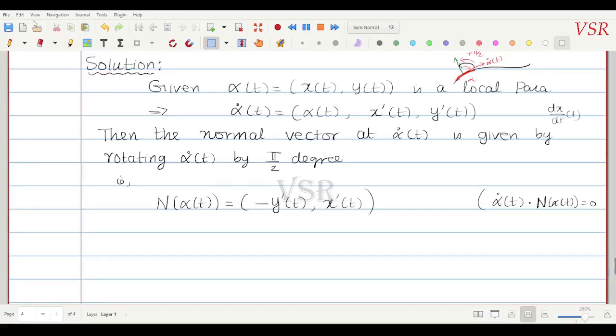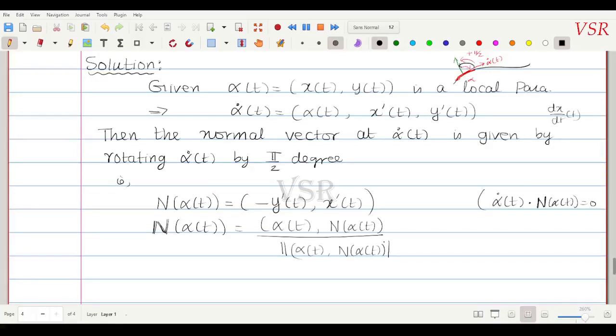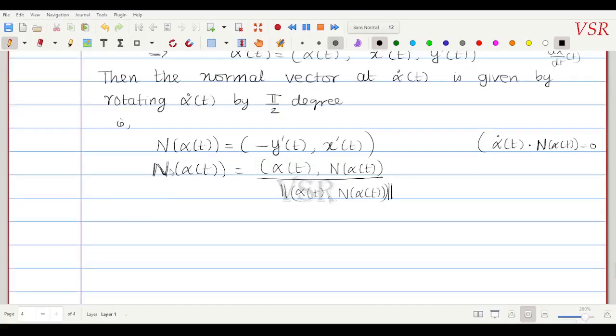Now what I want is this normal vector field, which is equal to alpha of t comma n of alpha of t divided by the norm of this, alpha of t comma n of alpha of t. Of course this should be in brackets. Taking the norm gives me the unit normal. The norm of this is equal to the square root of x dash of t the whole square plus y dash of t the whole square. So this is the denominator.